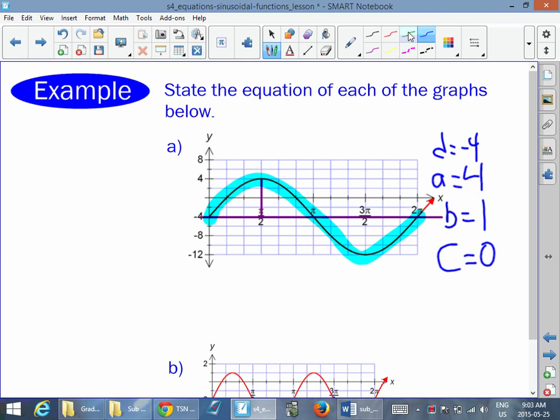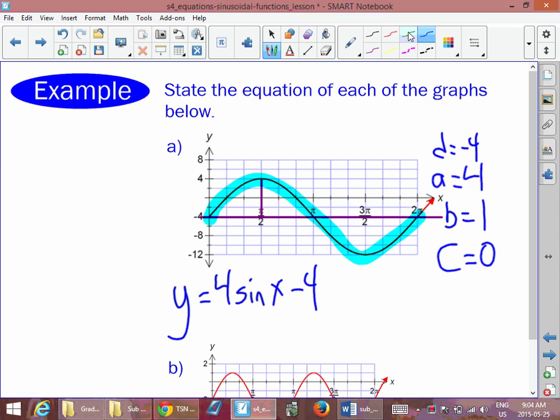If it started at the top or started at the bottom, then we would say that there was some kind of a horizontal shift, some C value. But since it starts where it's supposed to and starts going up like it should, there's no C value other than 0 here. So we have figured out A, B, C, and D. So then we can go ahead and write the equation as y equals A, which is 4, sine B, which is 1, so we don't have to write it, x minus C, which is 0, so it's 4 sine x. That's the equation of that graph.